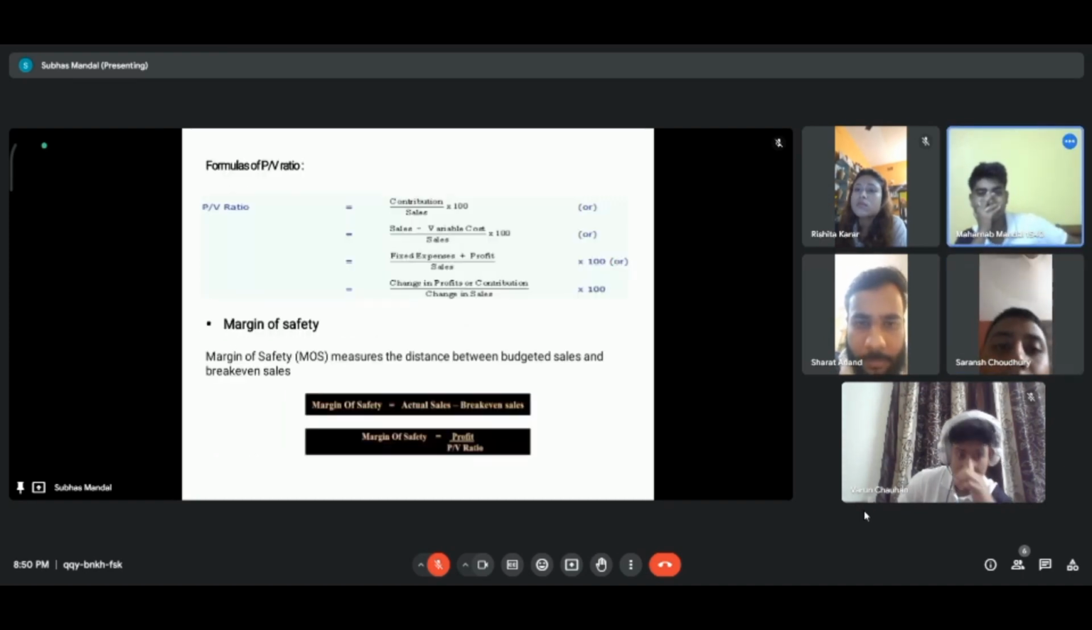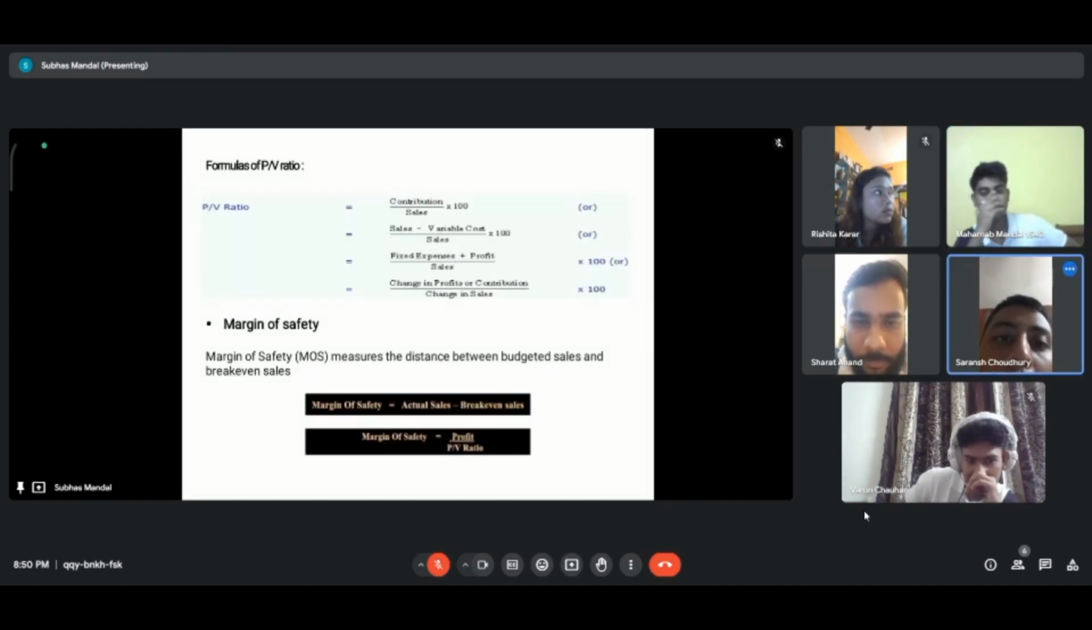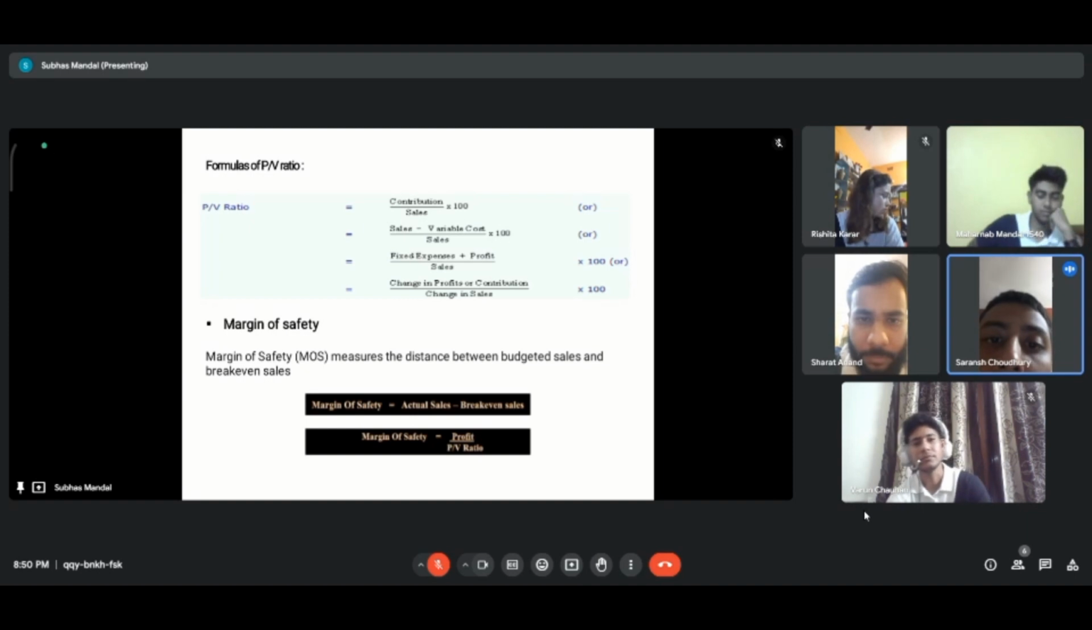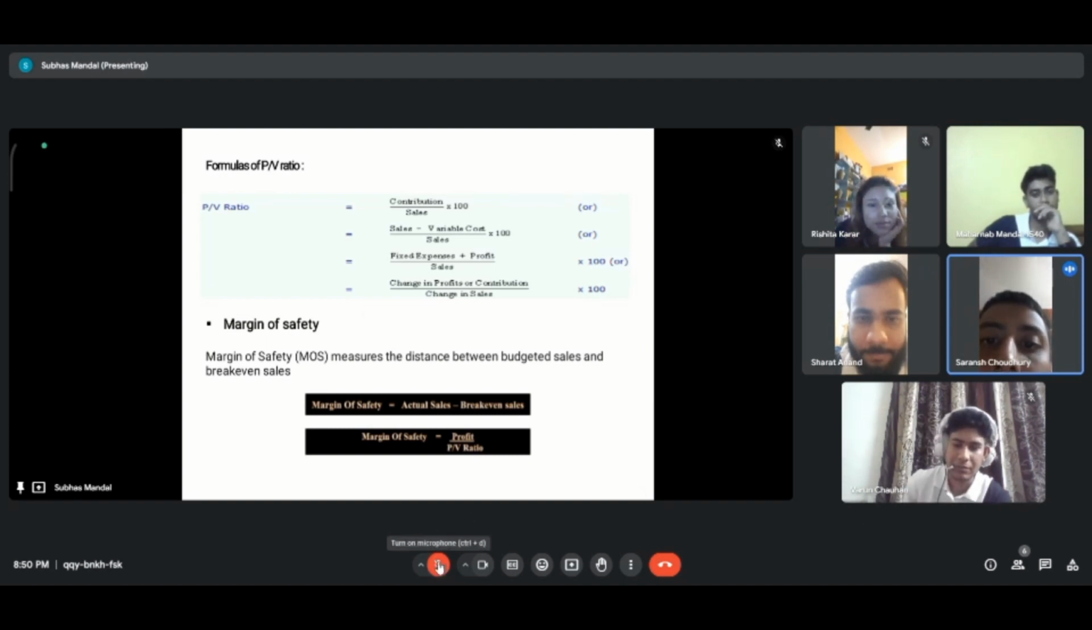Next slide, please. Here are some formulas of P/V ratio. P/V ratio is equal to contribution by sales into 100, or it could be sales minus variable cost by sales into 100, or it could be fixed expenses plus profit by sales, or change in profits or contribution by change in sales into 100.